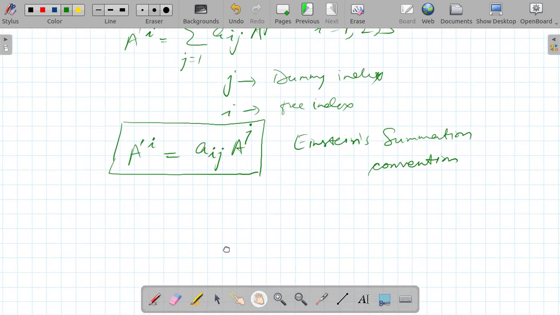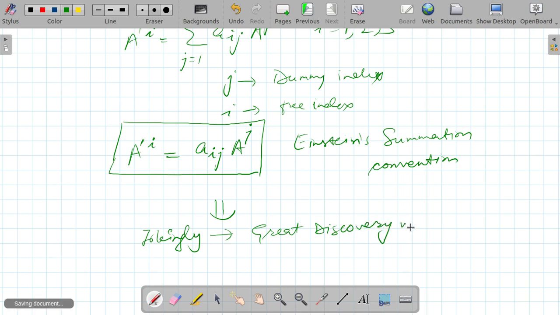And jokingly, what Einstein said, it was mentioned in the book on vectors and tensors, that Einstein jokingly said that this convention is a great discovery in mathematics. Right? So this is the Einstein notation.